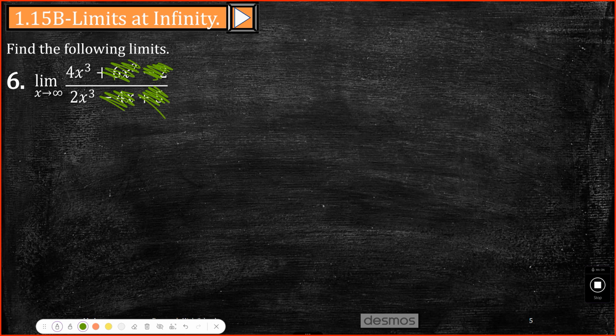So these become constants. x to the third over x to the third becomes just a 1. So the answer turns out to be the leading coefficients of the top over the leading coefficient of the bottom, 4 over 2, and the limit is 2 at infinity. Okay?